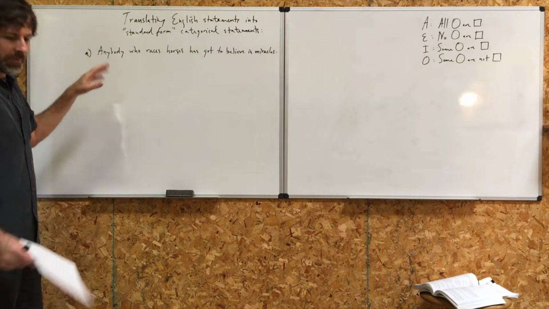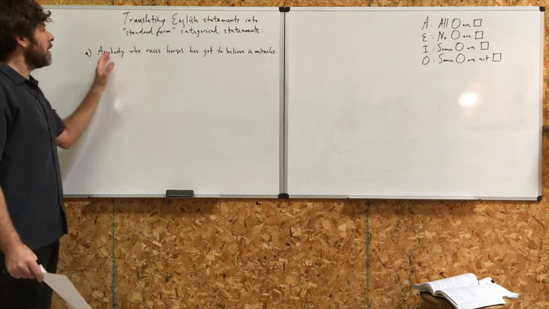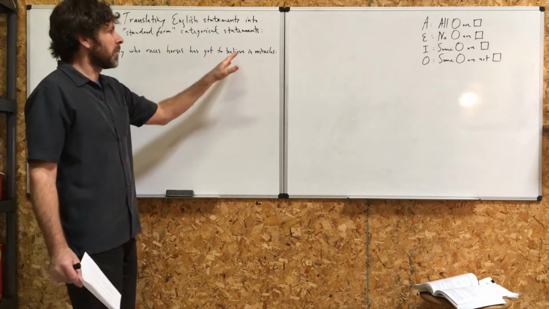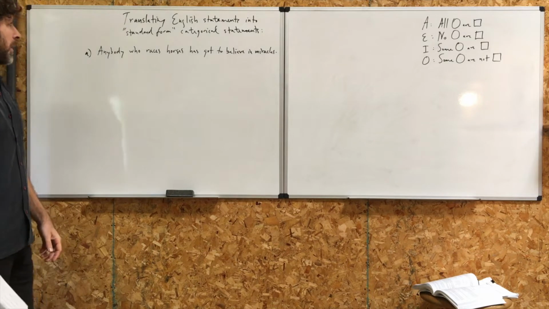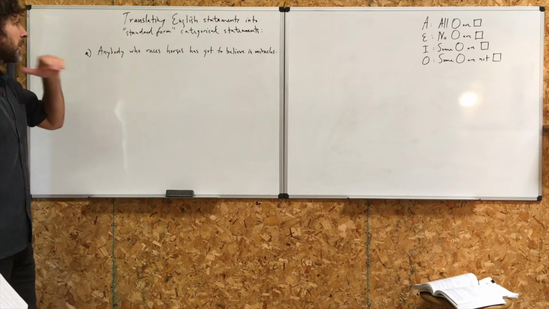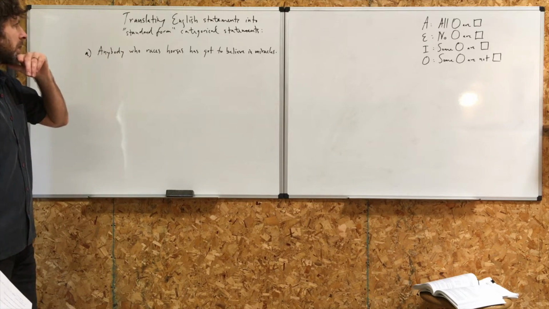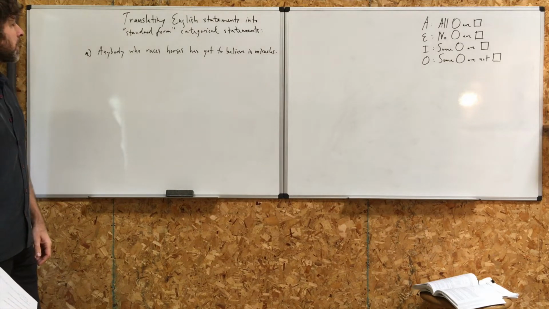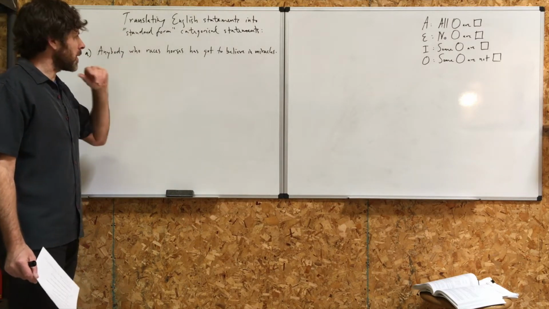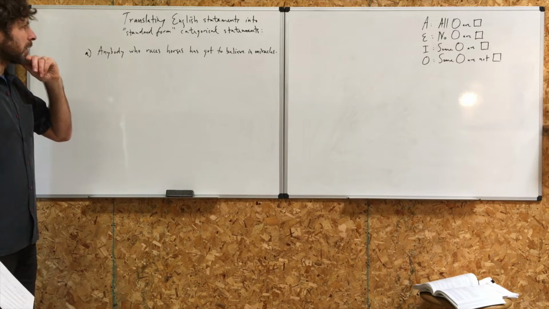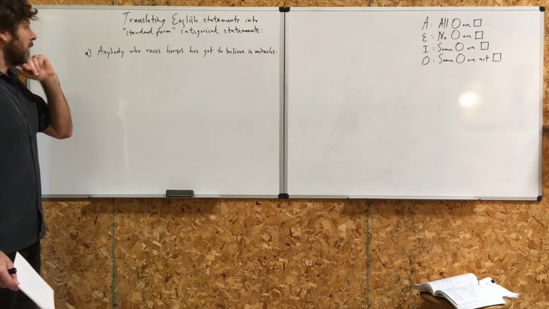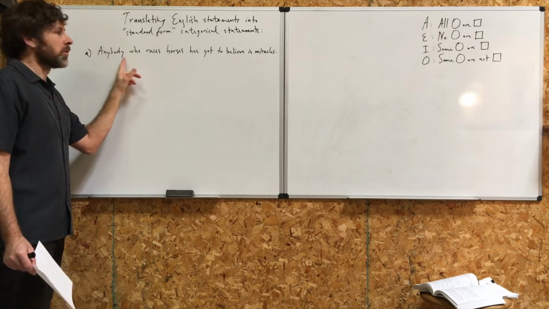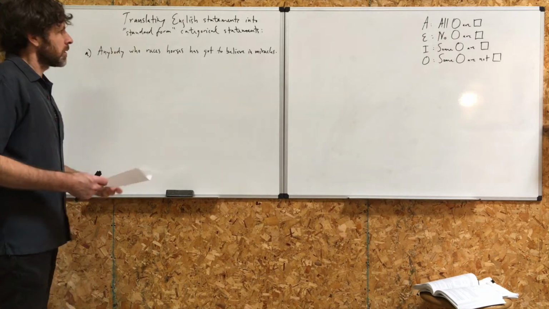Okay, first one. Anybody who races horses has got to believe in miracles. Is it talking about, let's see. The subject is not obviously stated. What is the subject here? I guess people who race horses. That is the subject. And is it talking about every member of that category? Yeah. Everybody, all those who race horses. Okay? So let's begin that way.